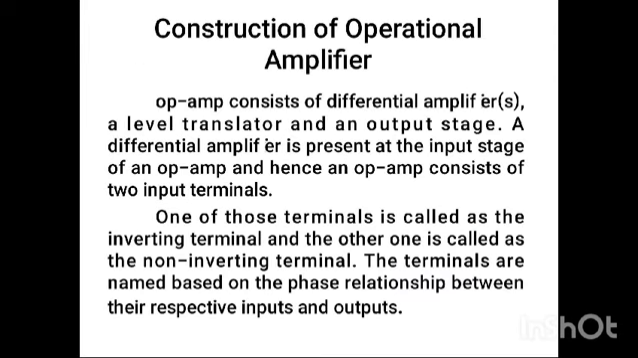Next we have the construction of the operational amplifier. An op-amp consists of differential amplifiers, a level translator and an output stage. A differential amplifier is present at the input stage of an op-amp. Hence the op-amp has two input terminals, called the inverting terminal and the non-inverting terminal, and one output terminal.